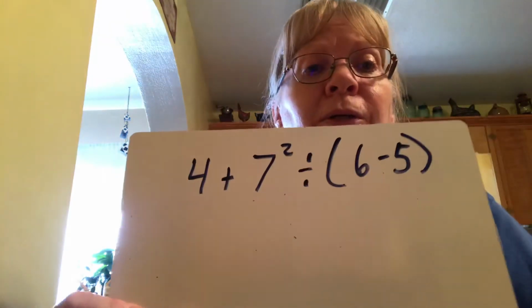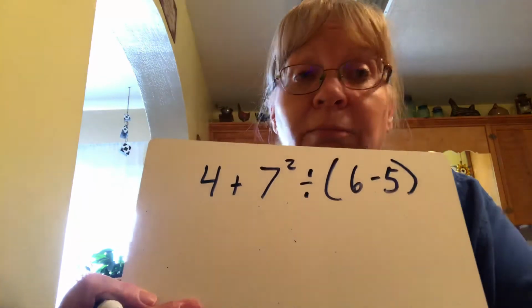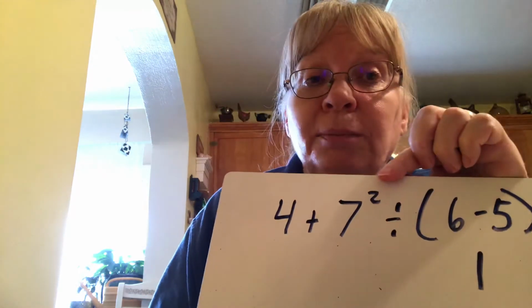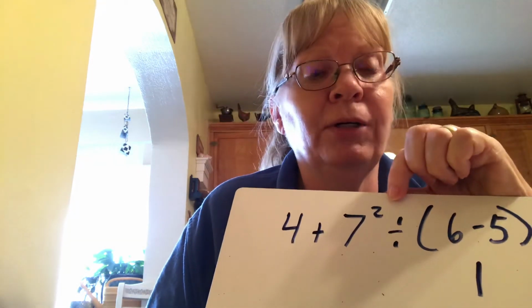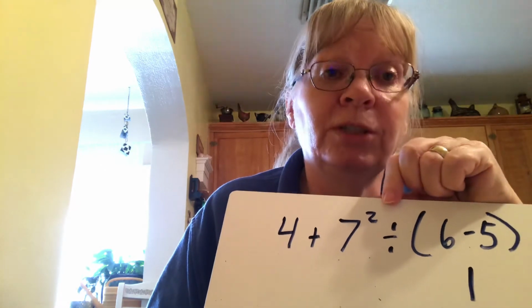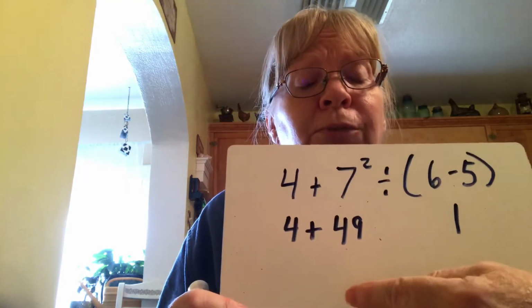All right, first thing we do, parentheses. 6 minus 5, 1. Next thing we do are exponents. So 7 to the second power is 7 times 7, which is 49. So I'm just going to bring that down. Okay, so then we have 4 plus 49, which is 53. I can bring that division sign down and the 1 down. And 53 divided by 1 is 53.